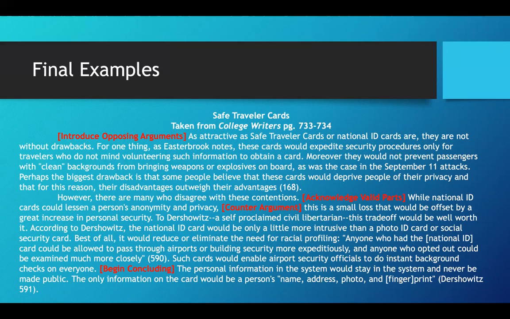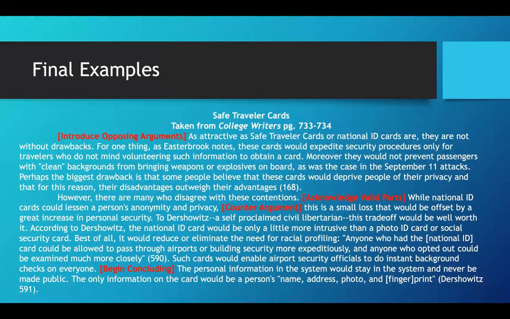Anyone who had the national ID card could be allowed to pass through airports or building security more expeditiously, and anyone who opted out could be examined much more closely. Such cards would enable airport security officials to do instant background checks on everyone.